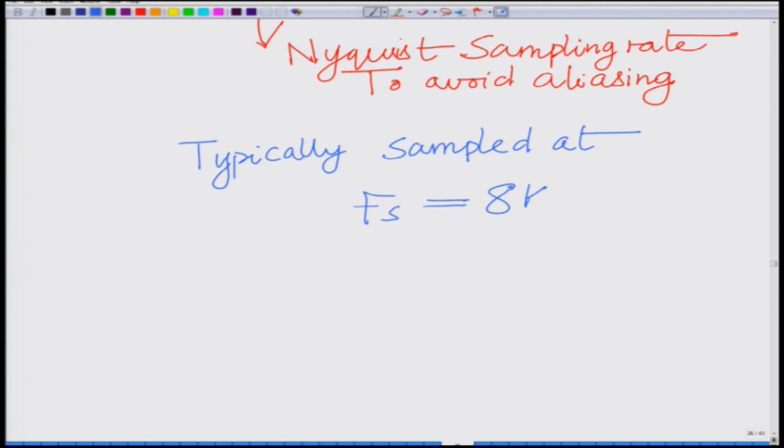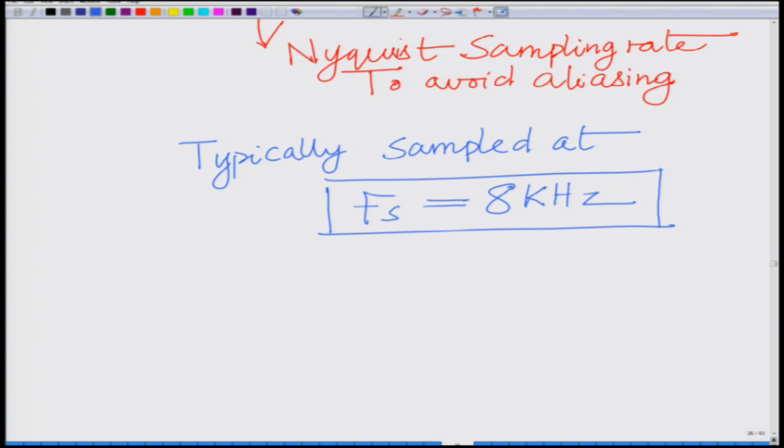Fs equal to 8 kilohertz, that is 8 kilo samples per second. Okay, 8 kilohertz sampled at 8 kilohertz means 8,000 samples per second. So, even though the minimum required sampling rate is 6.2 kilohertz, it is oversampled, right? It is sampled at a slightly higher rate, it is sampled at 8 kilohertz, that is 8,000 samples per second. Now, each sample is quantized using 8 bits, alright.